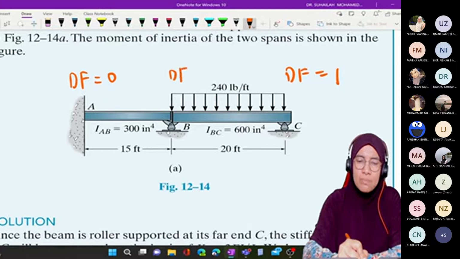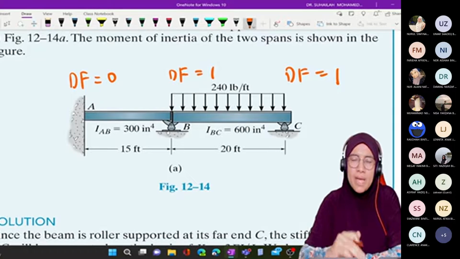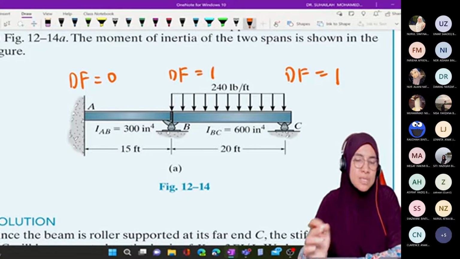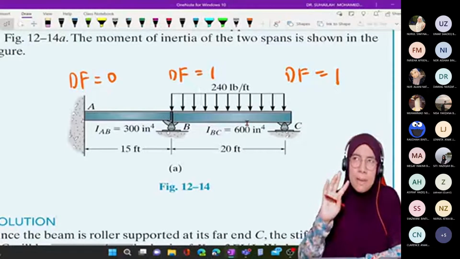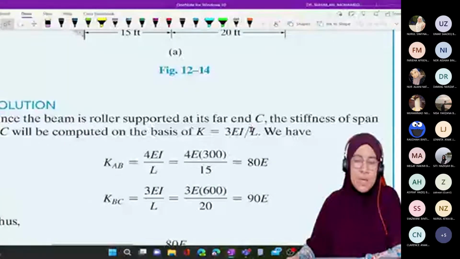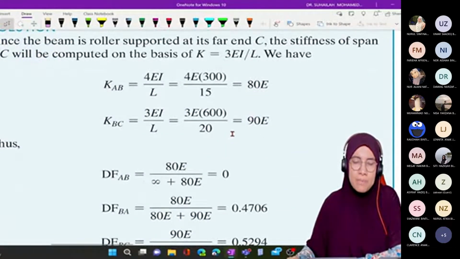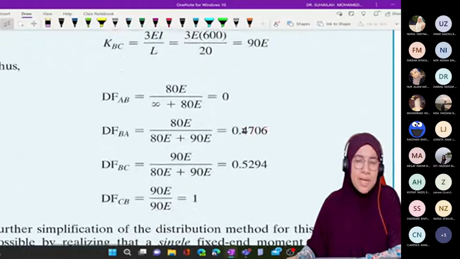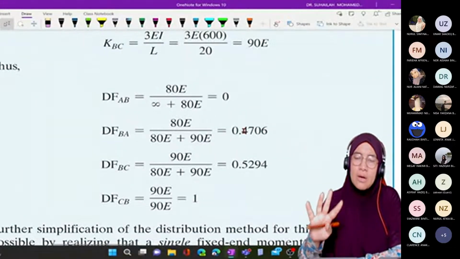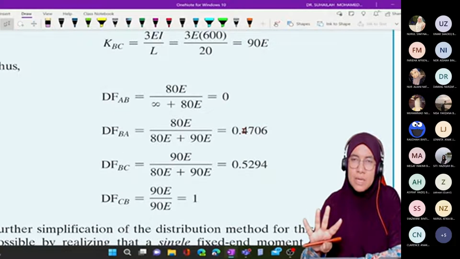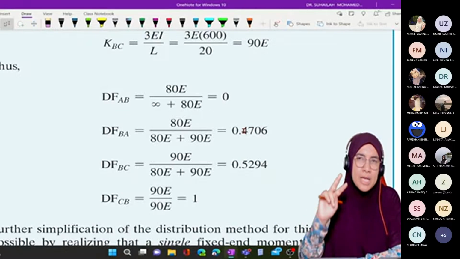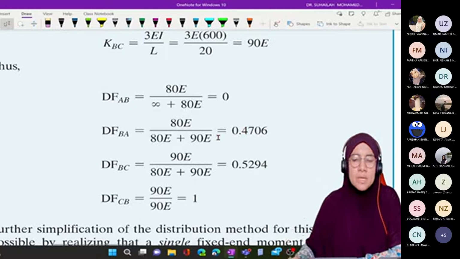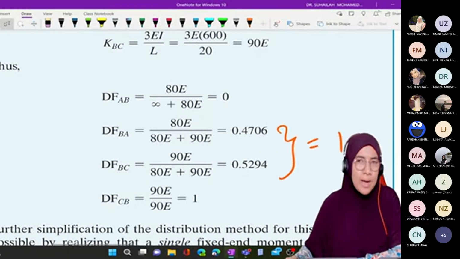Distribution factor for B is also equal to 1, but B consists of BA and BC. Total BA plus BC equal to 1. So two members only means that we only have two values of stiffness factor for the two members, and then we will get the distribution factor. Because we have two members, each member has 2EI, so we have 4. The other is 0. Okay, total this equal to 1.